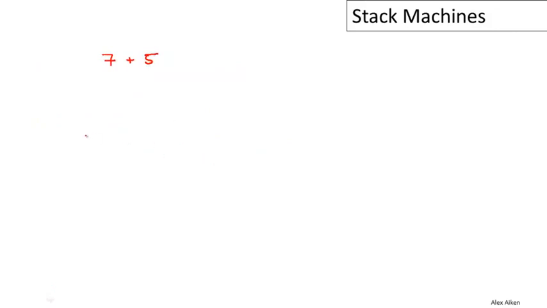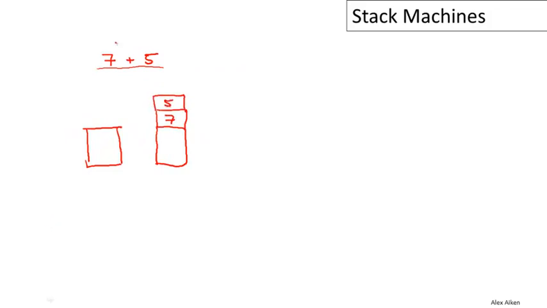So we would have our stack, and initially the stack might already have some stuff on it, but we don't care what that stuff is. And so to execute 7 plus 5, first we will have to get the 7 and the 5 onto the stack. They get pushed onto the stack, and we'll say more about how that happens in a minute. But let's say that 7 and 5 are both on the stack.